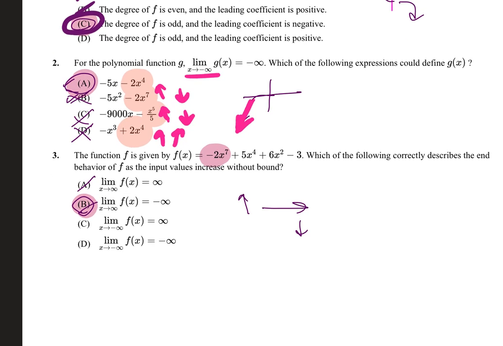And then 3, your highest exponent is odd. It is a negative on the front, so it rises left and it falls right, which means the limit as x approaches positive infinity goes to negative infinity was the only one that works.